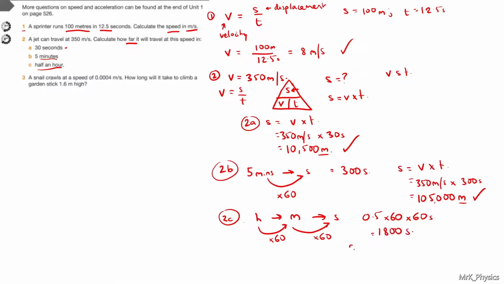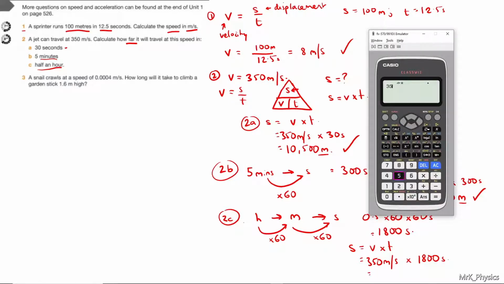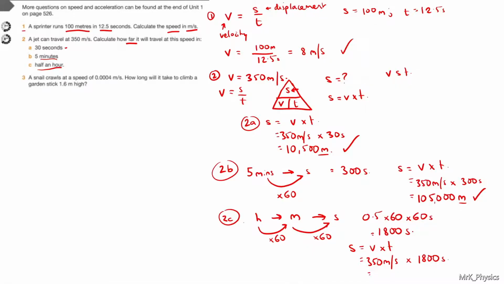Using S equals V times T, our V is still 350 meters per second, times by 1,800 seconds, and we end up with 350 times 1,800, 630,000 meters. And there we go, that's our answer to 2C.